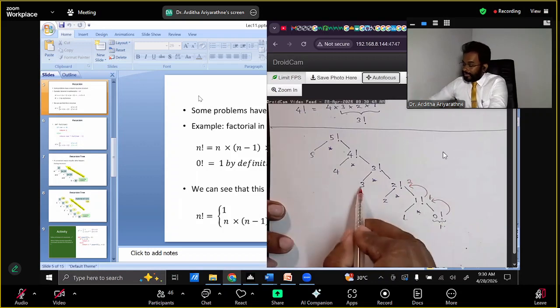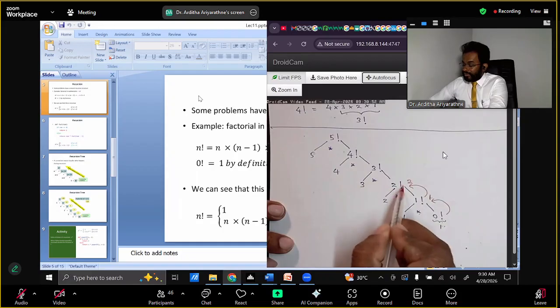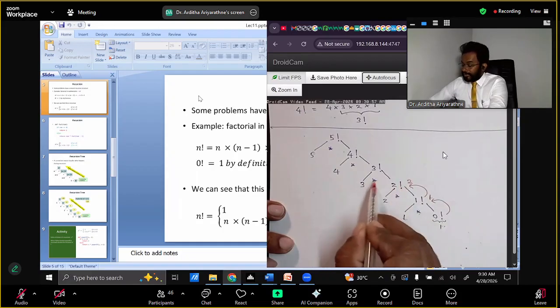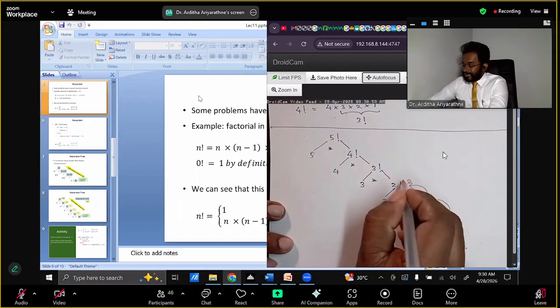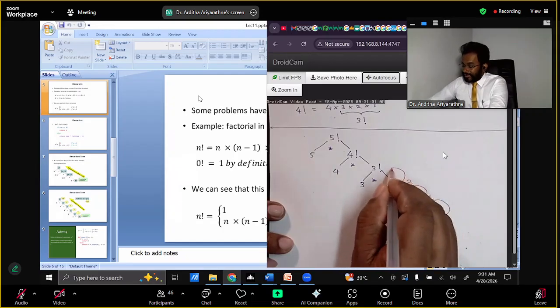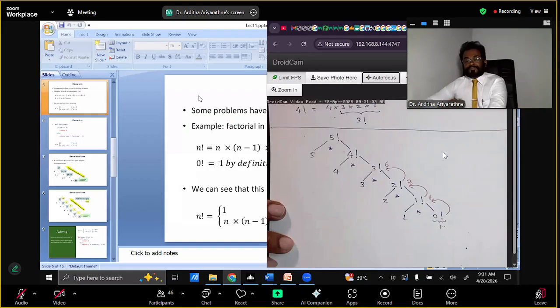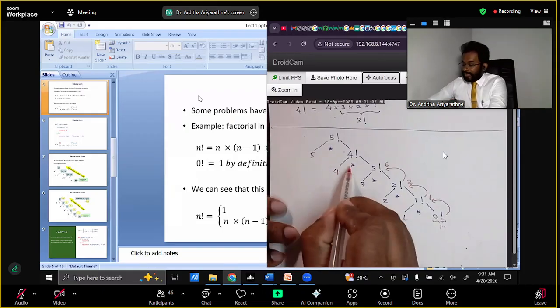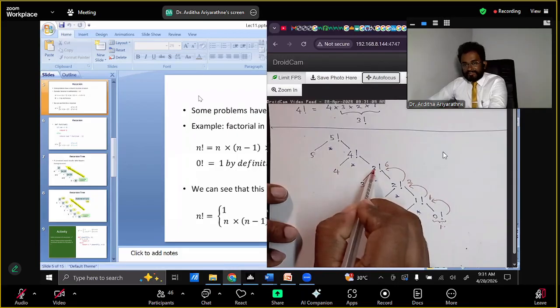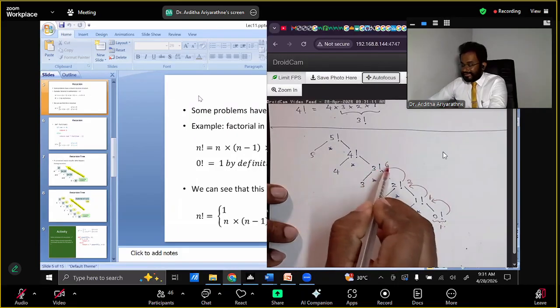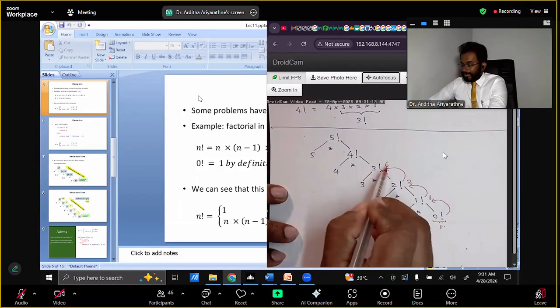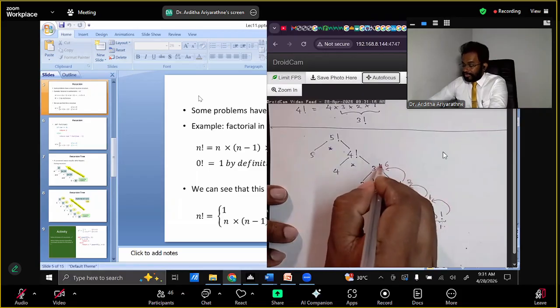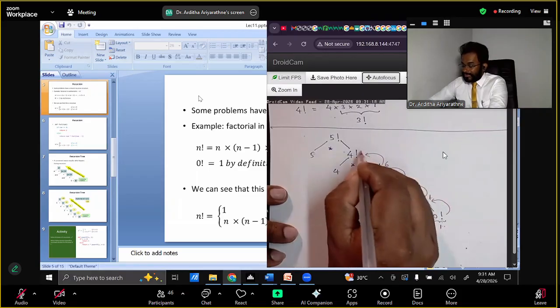Then we are in this level. 3 multiplied by factorial 2. Now we found the answer for factorial 2. It's 2. 3 multiplied by 2, the answer is 6. With the answer we are coming to this level, 6. Then 4 multiplied by factorial 3. We know the answer for factorial 3, it's 6. 4 multiplied by 6, it's 24. So with the answer we are coming to this level.